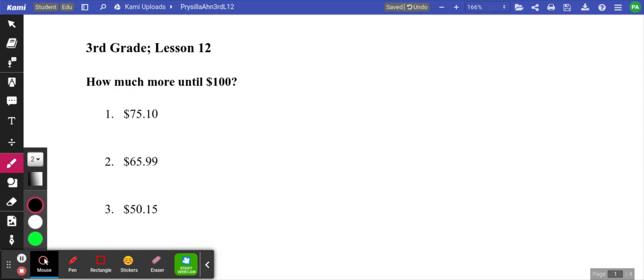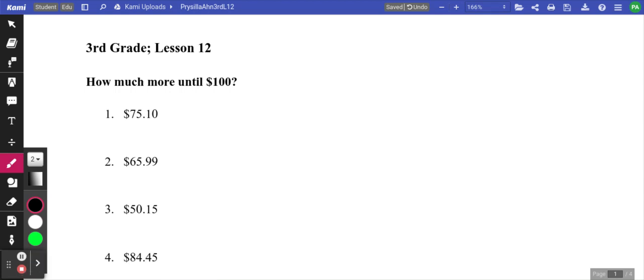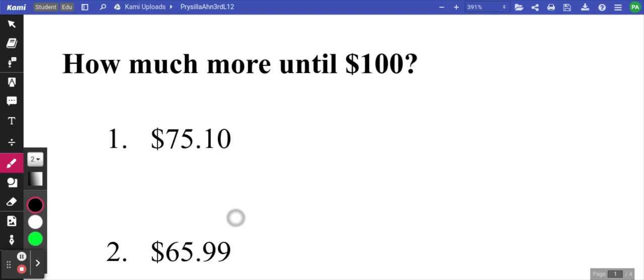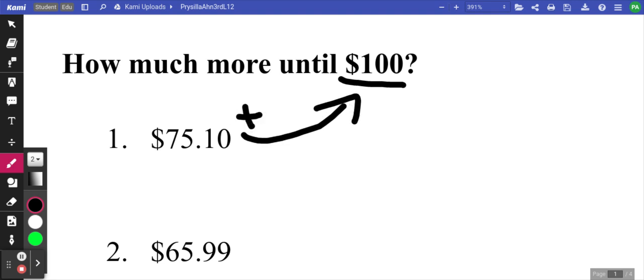Hey everyone, to begin today's third grade lesson, we will start off with handling some equations that involve money, aka decimals. So the instructions just say how much more than $100. So that indicates that we're trying to solve a missing amount, right? So for example, like number one. So we're trying to see how much more until $75.10 becomes 100. In order for that, we have to add something, right?